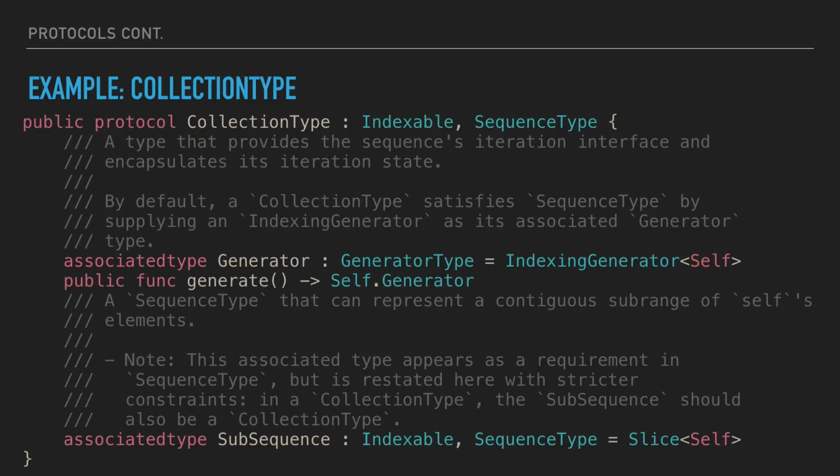And it also gives you an associated type of a SubSequence. So of course, the subsequence of a collection is going to be very similar to a collection. It's going to be Indexable. It's going to be SequenceType. But each of the sequences is going to be a slice of the type of Self. And so this allows you to build up these collections of just constraints on different things. And eventually, at the end, you can have an array or a set that inherits all of the functionality that you've defined in this protocol.